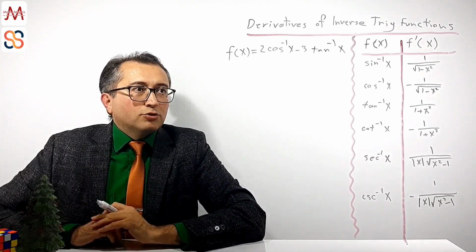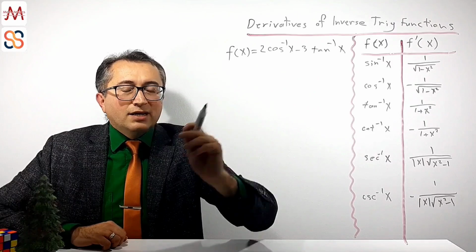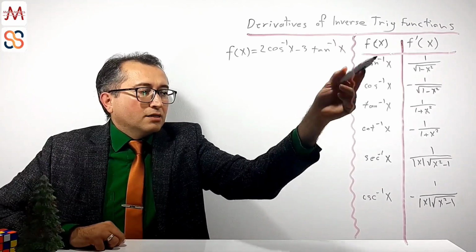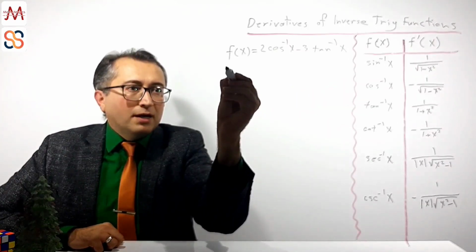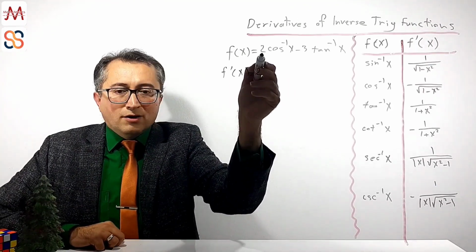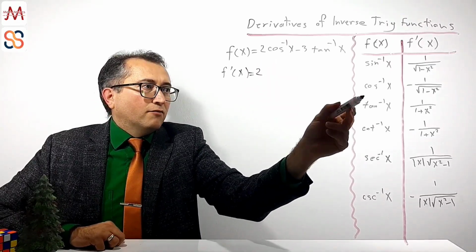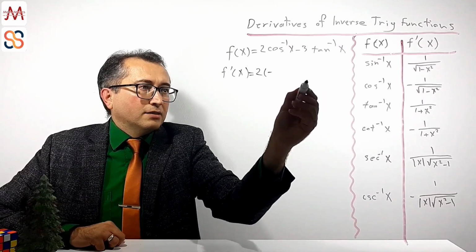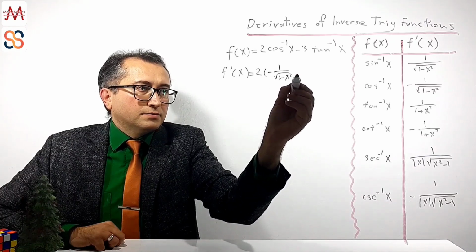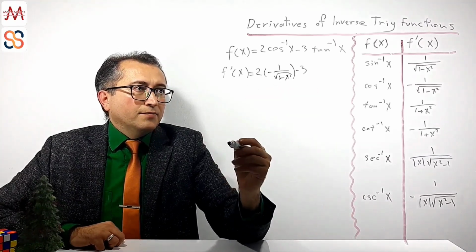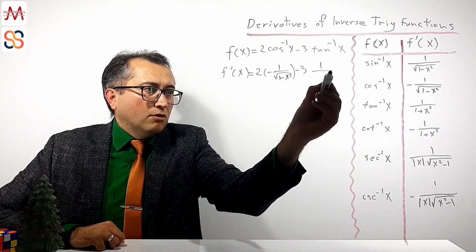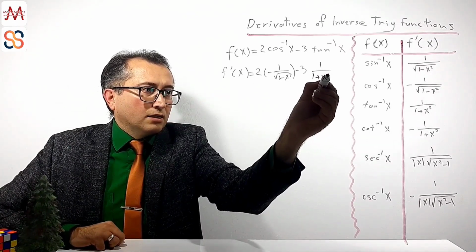If f of x equals 2 inverse cosine x minus 3 inverse tangent x. So, to take the derivative of this thing, just try to use this formula. So, f prime of x is going to be 2. This is the coefficient, keep it. The derivative of inverse cosine is minus 1 over radical 1 minus x squared. Minus 3, keep this constant, and the derivative of inverse tangent is 1 over 1 plus x squared.